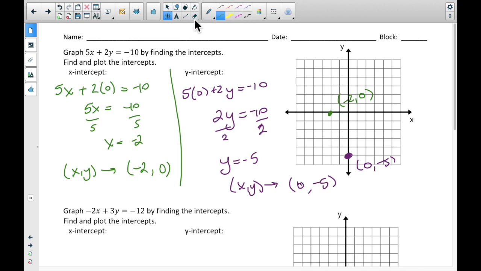The only thing I need to do now is connect them with a straight edge. So I'm going to get my straight edge, and I'm going to do my best to make a really good straight line, connect them, extend it all the way across the graph. So here's my line.